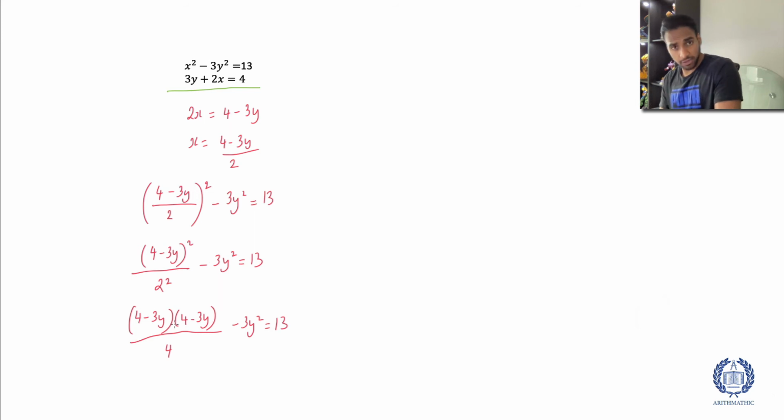So now if we expand the top bracket, the two brackets, we should get what? 16 minus 24y plus 9y squared over 4 minus 3y squared equals 13, right? Are you guys with me so far? If not, just let me know, put it down in the comments, any steps that you don't understand. So I've just expanded the top and the bottom.